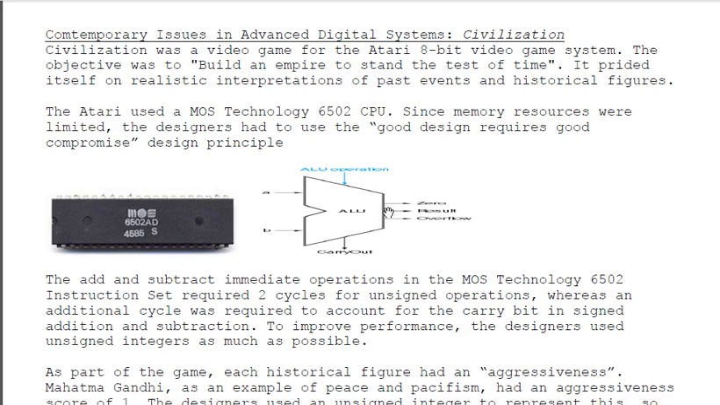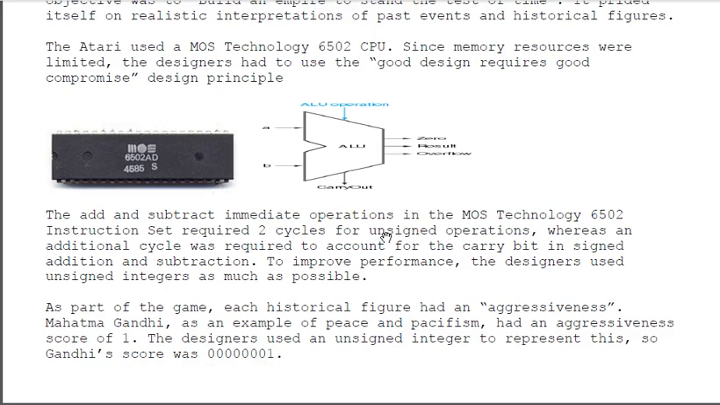So this is the actual layout of the 40-pin DIP chip. And then, as you recall from the previous lecture in section 3, the ALU, you have the result, and then you have the overflow bit to indicate whether or not you have overflow or underflow on an addition or subtraction problem. Now, in this actual architecture, the add and subtract immediate operations require 2 cycles for unsigned operations and 3 cycles for signed operations, because it required an additional cycle to check for overflow or underflow. So the designers were like, well, we can improve our performance by 3/2 by just using unsigned integers as much as possible.